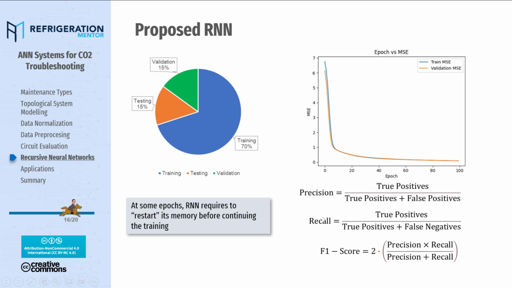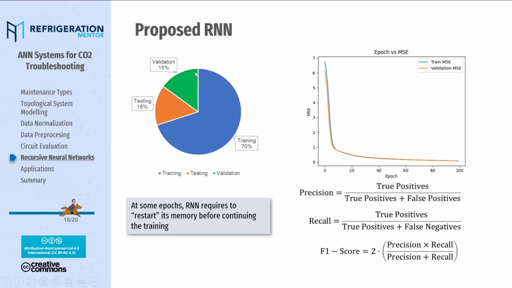The second one is recall, which represents the proportion of correctly identified system issues or faults out of the actual issues present in the data. And the other one is the F1 score, which indicates a good balance between precision and recall, and it's often used when there is an imbalance between the positive and negative cases.